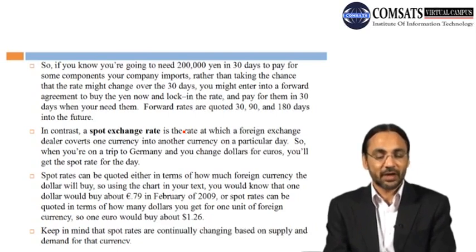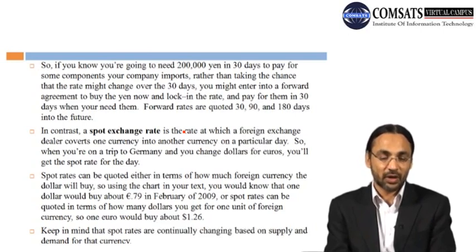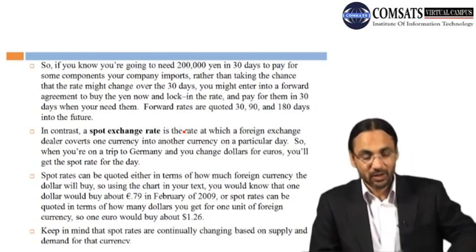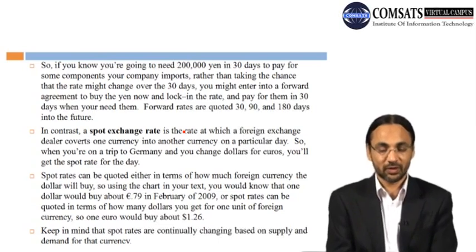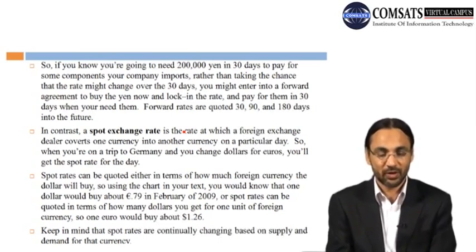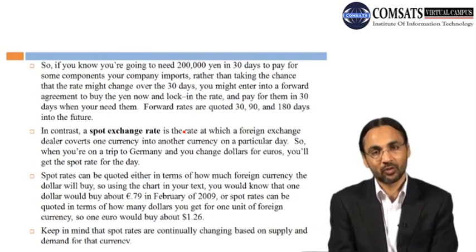And spot rates can be quoted either in terms of how much foreign currency the dollar will buy. So using the chart in your text, you would know that $1 would buy about 0.79 euro in February 2009. A spot rate can also be quoted in terms of how many dollars you get for one unit of foreign currency, so 1 euro would buy 1.26 dollars, meaning it works both ways.